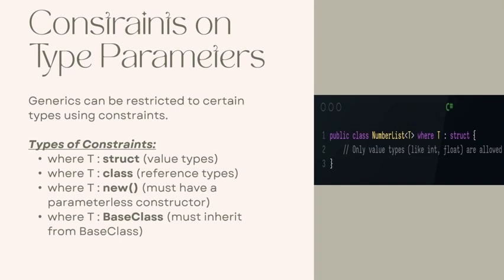Okay, sometimes we want to restrict what type can be used with a generic. This is where constraints come in. For example, we can specify that a type must be a value type, a reference type, or even inherit from a specific base class. Here is a simple example where we restrict the generic type to only value types.